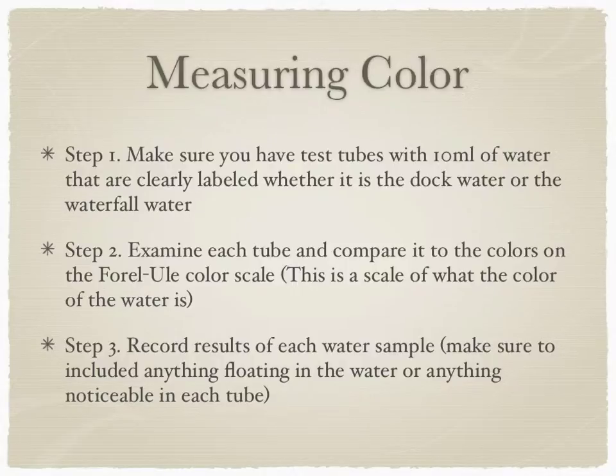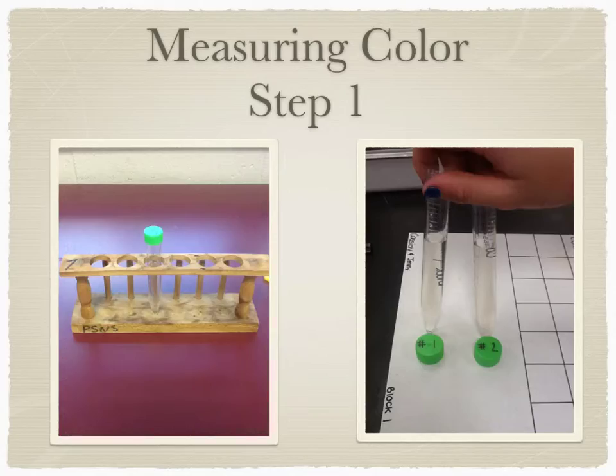Measuring color. Step 1. Make sure you have test tubes with 10 milliliters of water that are clearly labeled whether it is dock water or the waterfall water. Step 2. Examine each test tube and compare it to the colors on the Forel-Ule color scale. This is a scale of what the color of the water is. Step 3. Record result of each water sample. Make sure to include anything floating in the water, anything noticeable in each tube.